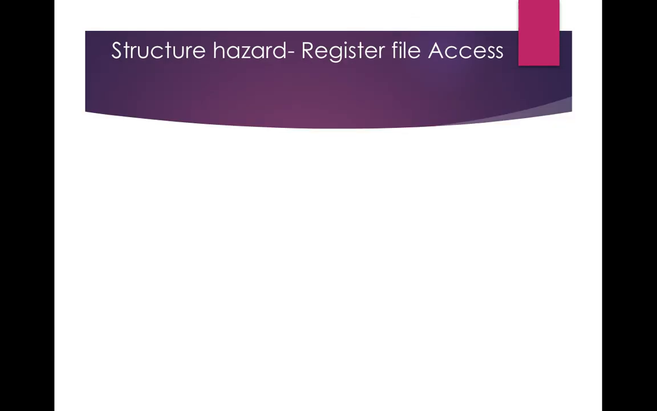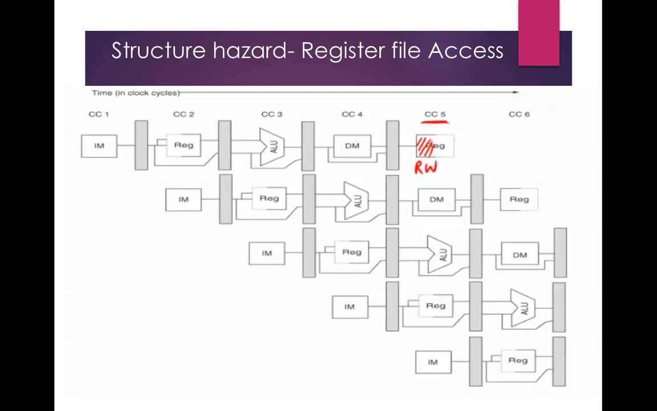So till now we have talked about the memory, that is instruction memory and data memory, and how the conflict occurs and how we resolve the issue. Now we will see the register file access. As I told you, the register read and write also happen, and that results in a conflict: in clock cycle 2 for instruction 1, at clock cycle 5 we are using the register. So how can we resolve the issue?